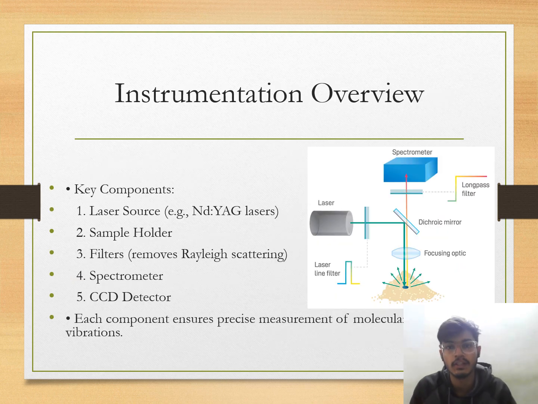Then let's get into the instrumentation overview. The key components involved in the Raman spectrometer are the laser source, in general we use YAG lasers, and the sample holder to hold the sample, and the filters that remove the Rayleigh scattering. Basically, Raman scattering involves inelastic scattering, so we have to remove the Rayleigh scattering before the spectrometer, which involves a grating, and the CCD detector which detects the sample. So each component ensures precise measurement of molecular vibrations.